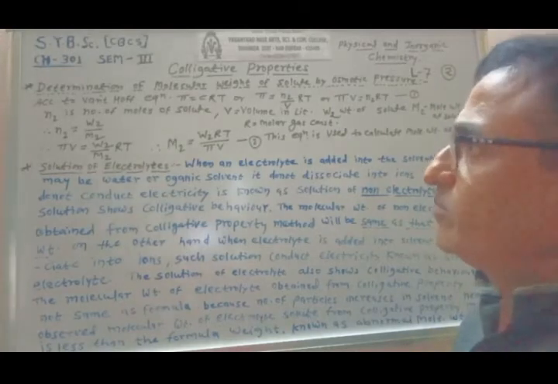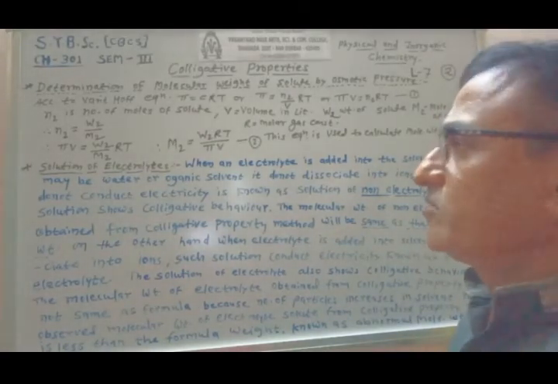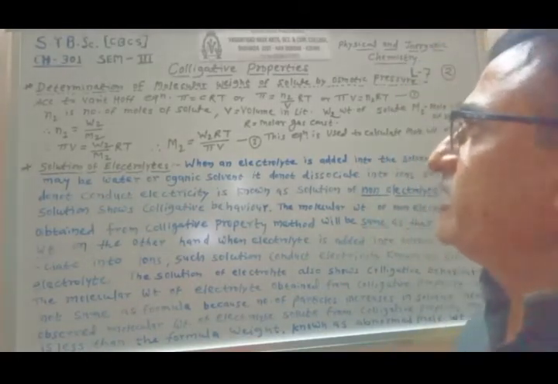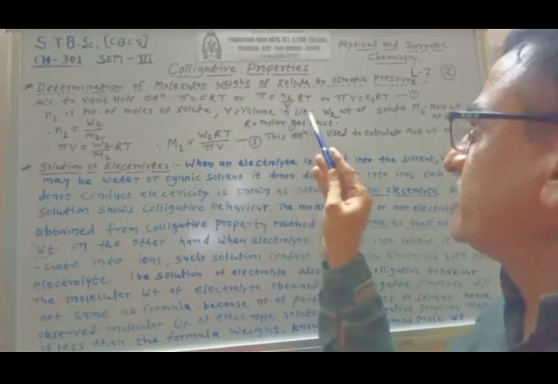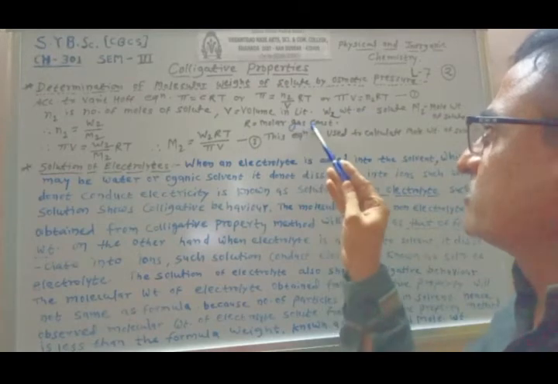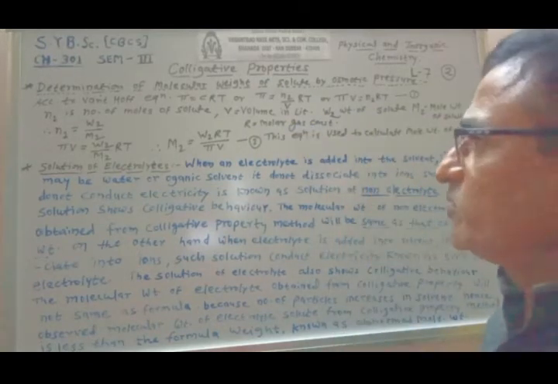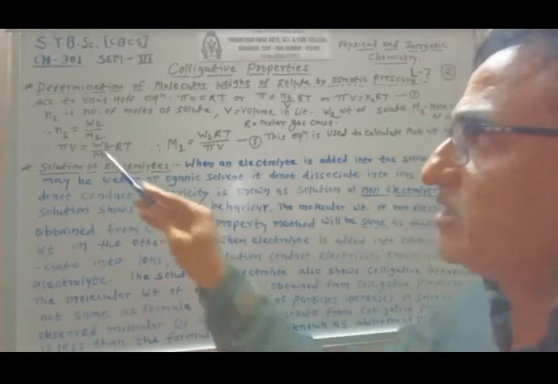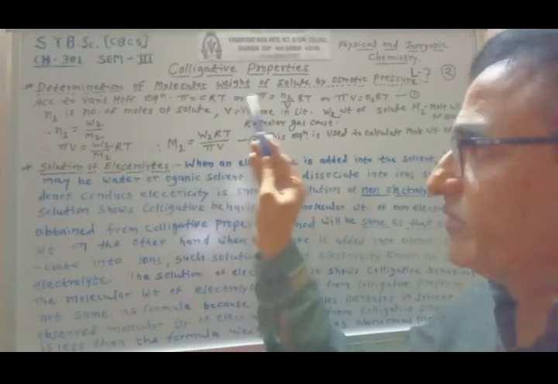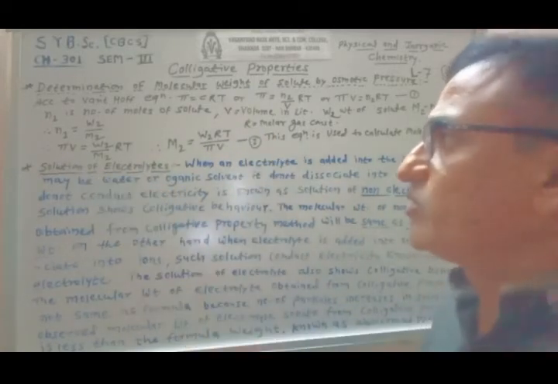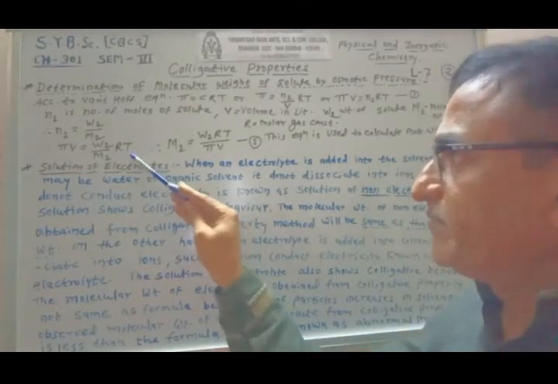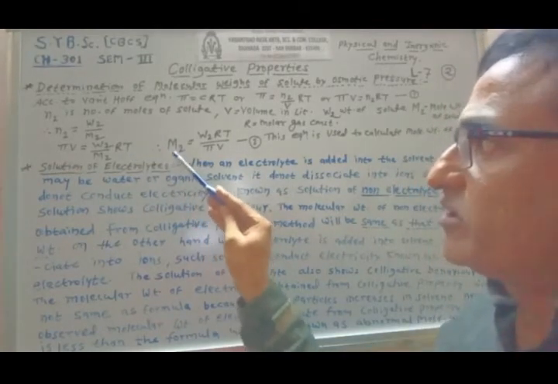Here M2 is the molecular weight of solute and W2 is the weight of solute. In the above equation, V is the volume in liters, W2 is the weight of solute, M2 is the molecular weight of solute, R is the molar gas constant, and T is the absolute temperature. Now putting the value of n2 as W2 upon M2 in equation number 1, we get πV is equal to W2 upon M2 into RT. Therefore, from this we can calculate the molecular weight of solute.